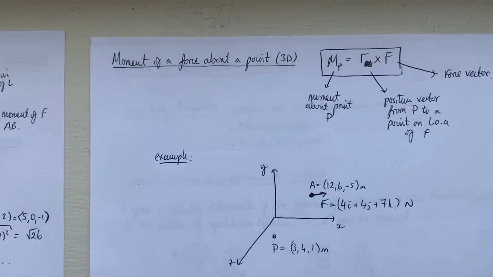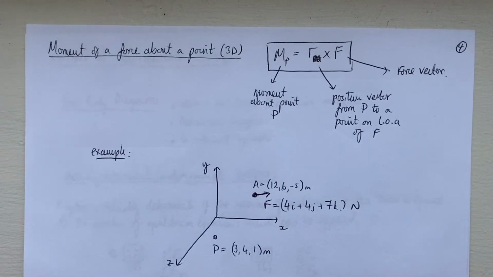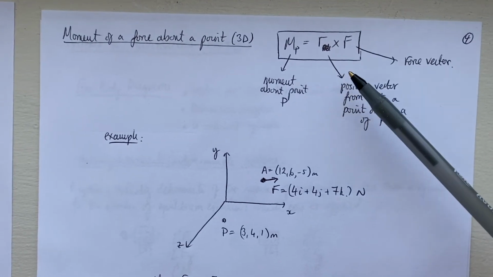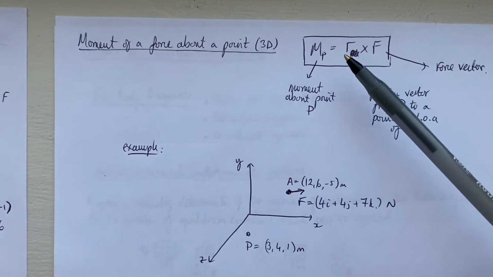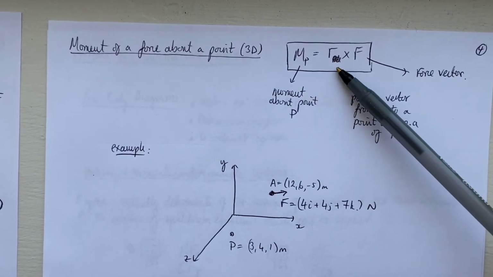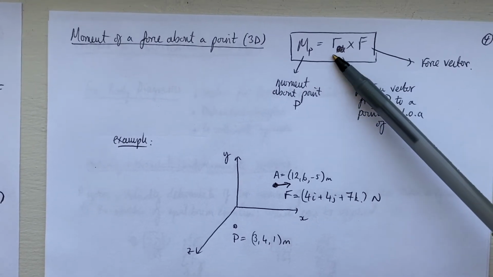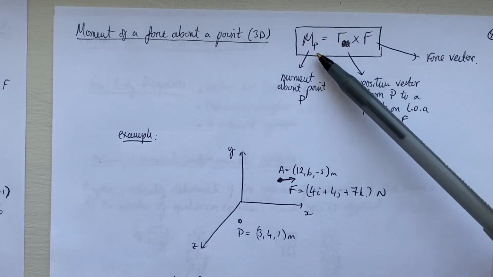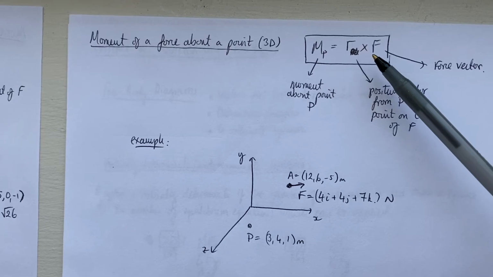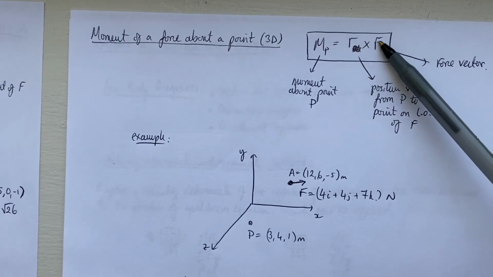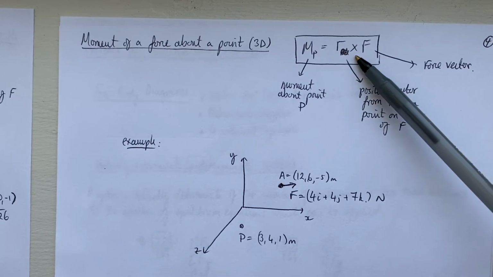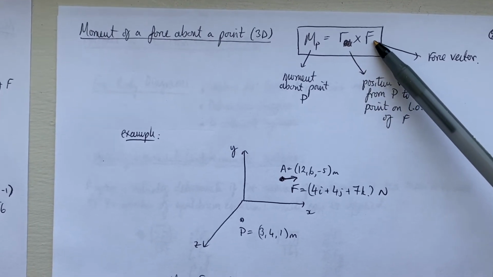So let's deal with the moment of a force about a point first. So we have an equation for this. The moment of a force about a point in 3 dimensions is the position vector r, so the position vector from the point P where we're evaluating the moment about to any point on the line of action of a force F, cross product with the force vector itself.